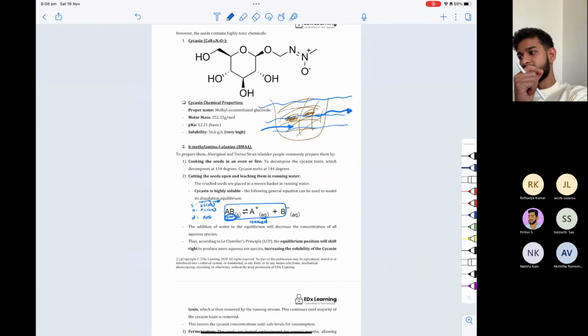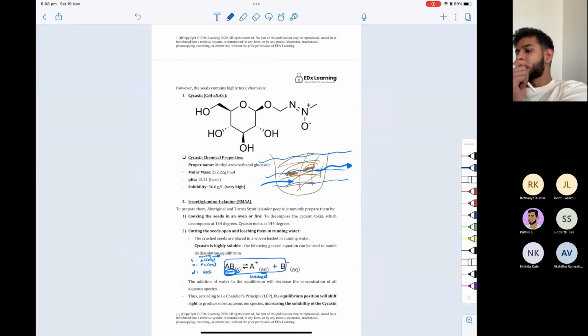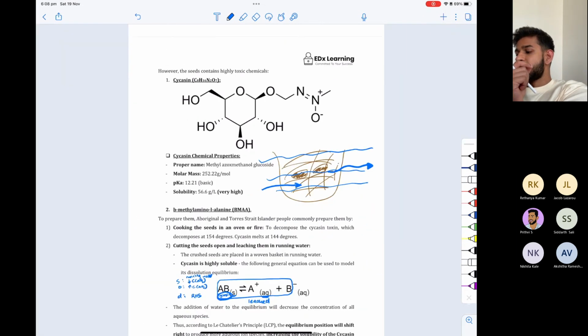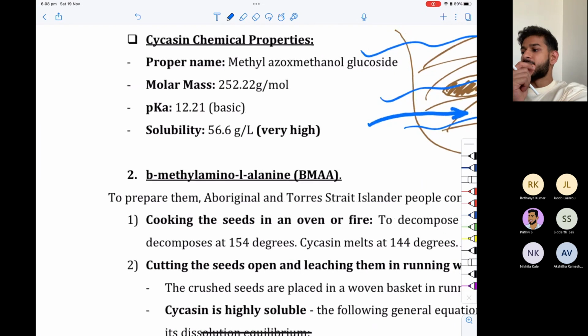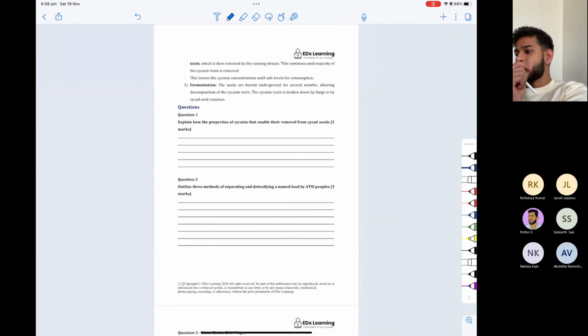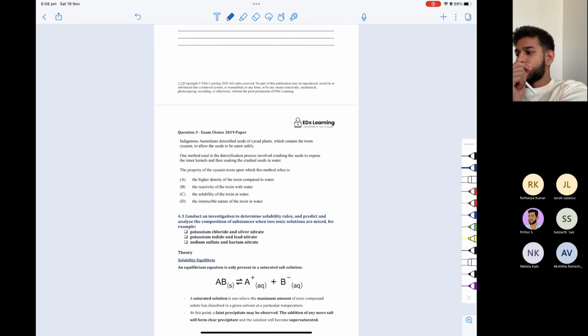Good, so I've written all of this here. You do not need to know anything about the structure of the cycad seed, nothing about beta-methylamine or L-alanine. I just wanted to include it for extra information, but that is all fine. Any questions? So have a look.